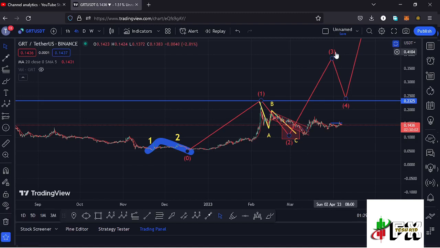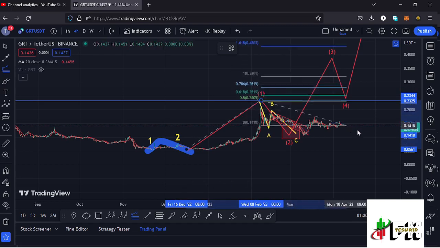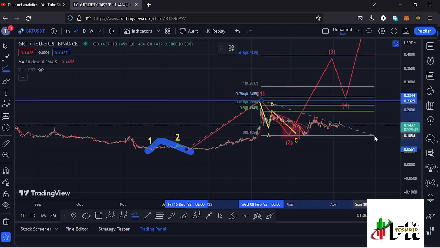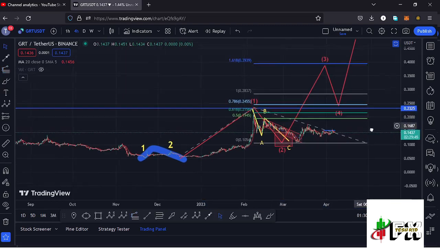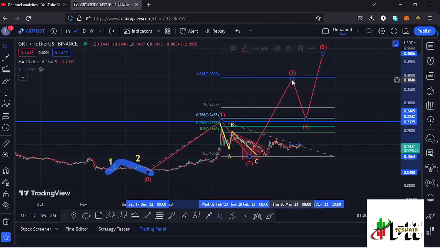And allow me to first give you my target area in the formation of this wave 3 by connecting the trend-based Fibonacci from the low of the first wave to the high of that wave 1, then drag the fibs to the low of the second wave, and that now gives me a target area in the formation of that wave 3 at the fib level 1.618, and that is at around the $0.3939 mark, and that is the minimum that I'm expecting this wave 3 to the upside to do.